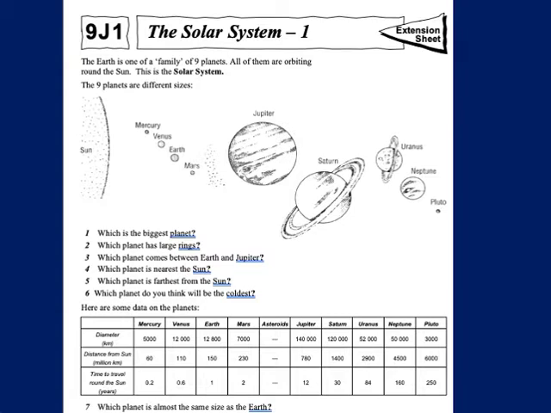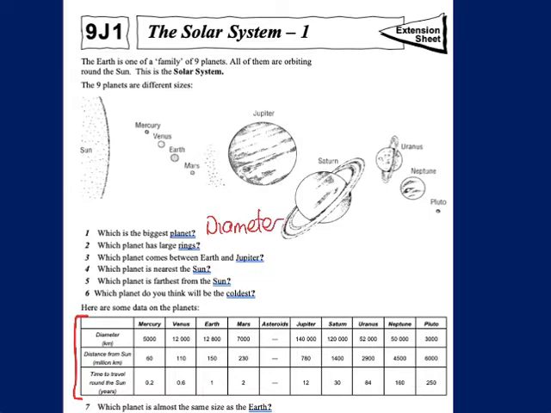So in this next worksheet, we're just going to read through the questions. You can use the table. If the SEC give you a table of data, you really should use it. So which is the biggest planet? That's going to be looking at diameter.